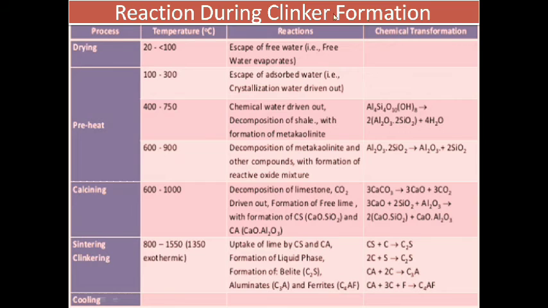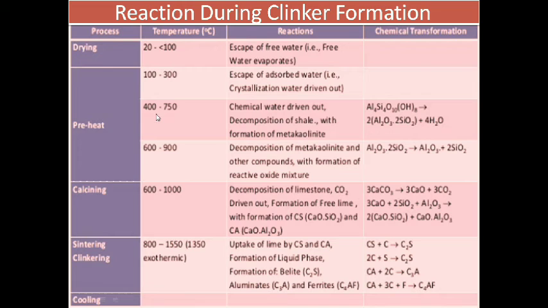These are the important steps during the formation of cement. The first process is the drying process at a temperature of 20 to 100 degrees. The reaction in this process is the escape of free water, that is, free water evaporates. So the first step is what? Drying. The second step is what? Preheating. At 100 to 300 degrees, there is escape of adsorbed water, that is, water of crystallization is driven out.